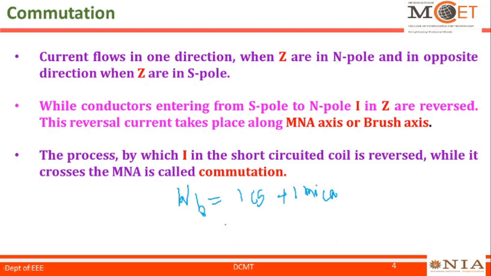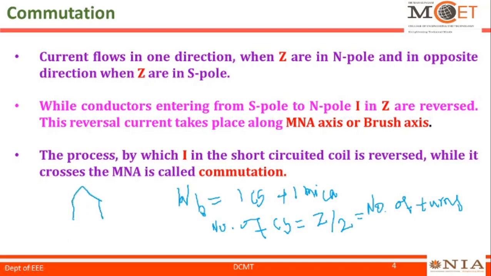Number of commutator segments, we can define, I write shortly, this is equal to number of conductors by 2, also equal to number of coils. We know each coil consists of two conductors, conductor 1 and conductor 2, the back end of the conductor and front end of the conductor connected to the commutator segment.